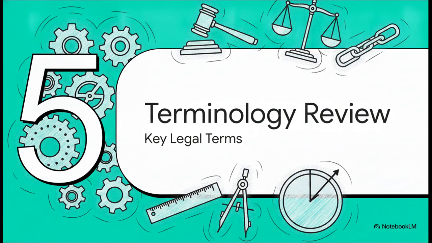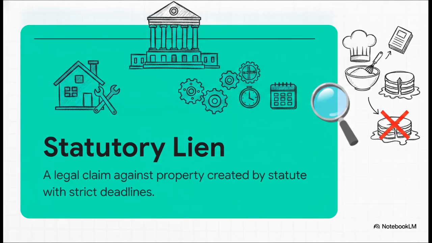Let's lock in these precise legal terms so you are totally ready for any variation of this question on the exam. First up, statutory lien. Think of this as a special superpower granted by the government to secure payment by putting a claim against the actual property you improved. But the catch is huge. It is completely contingent on strict adherence to the statute's rules. If you don't follow the recipe exactly, the cake just doesn't bake.